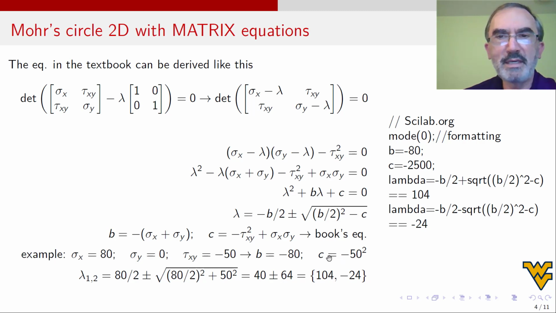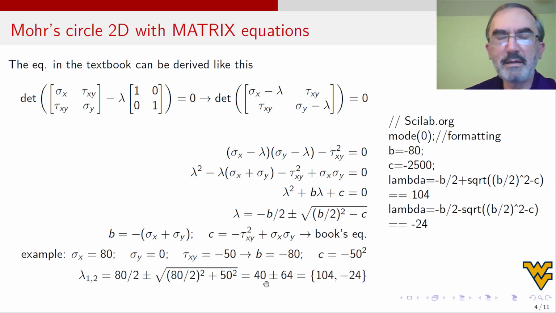So now that I got b and c, I put b and c in here in the solution, and that's what I do. 80 over 2, okay, b is minus 80, but the solution is minus b over 2, so minus minus becomes 80 over 2. Plus minus is there. The square root, b over 2 squared, b is 80, doesn't matter the sign because it's going to be a square, 40 squared, and plus this 50 squared, okay? Yes, because there is minus c, and c is minus 50 squared, so then it becomes a plus.